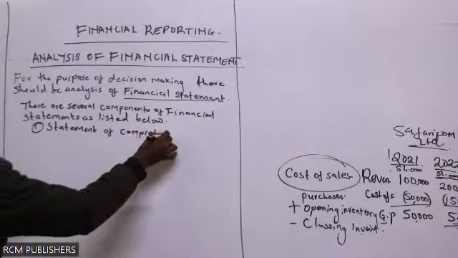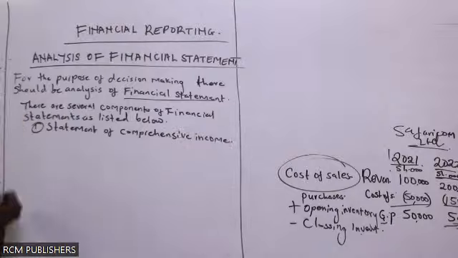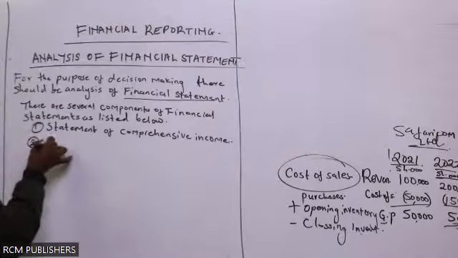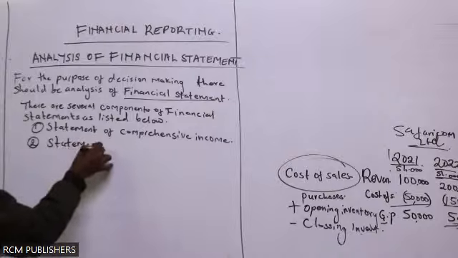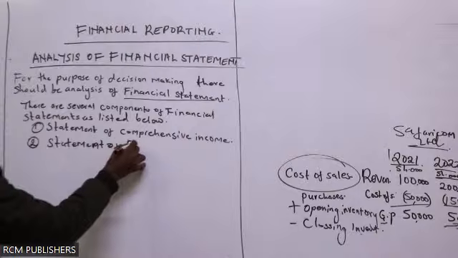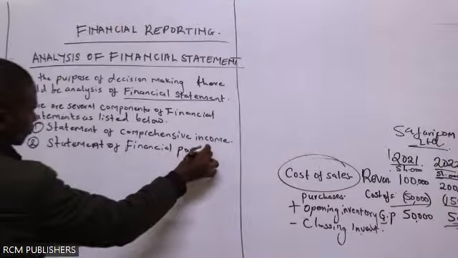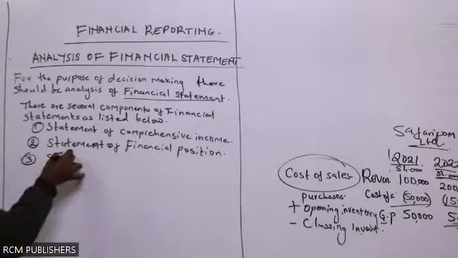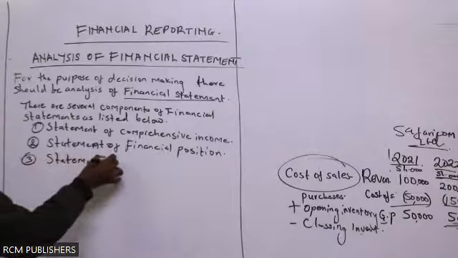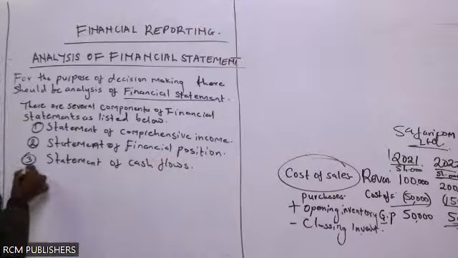Comprehensive statement of comprehensive income, statement of financial position, we have three. Statement of cash flows, and then we have four, statement of changes in equity.